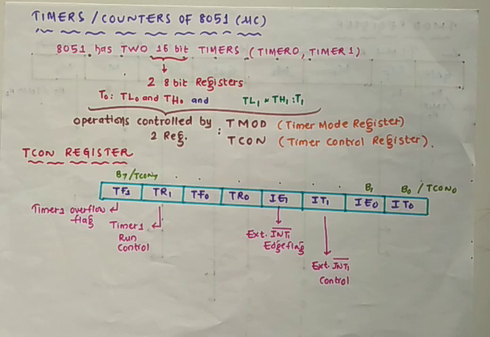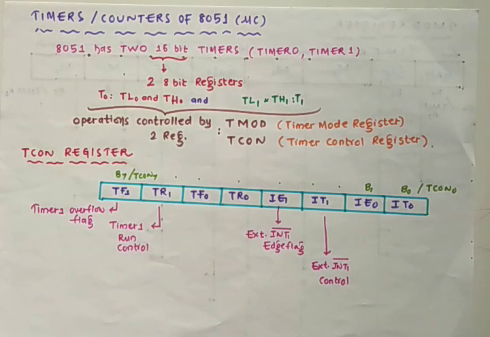The difference between the timer and the counter is that for timers, input is given from the internal system clock, whereas for counters, input comes from the external events. That is the major difference between the timer and the counter. The 8051 internal clock gives 12 megahertz of frequency.